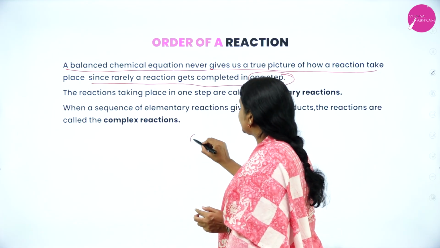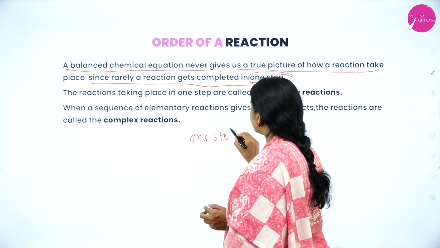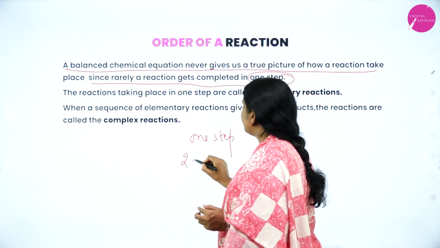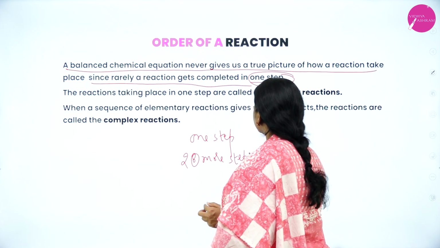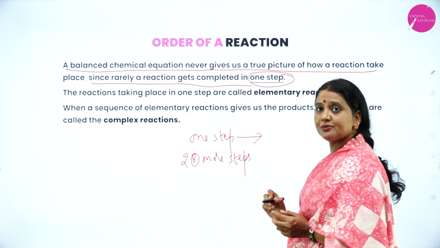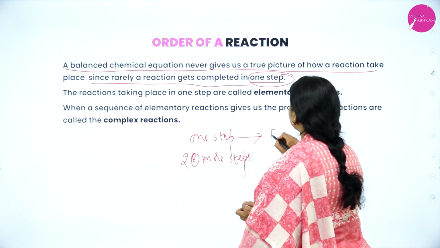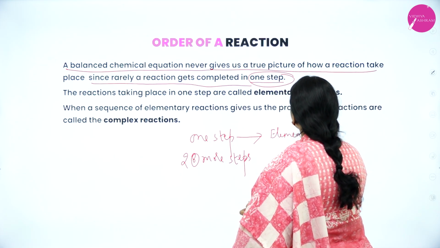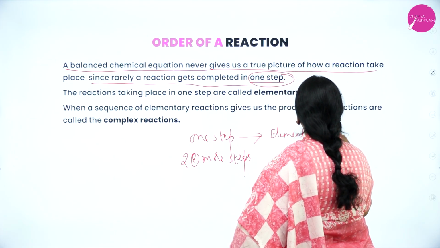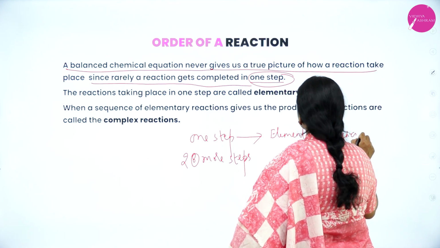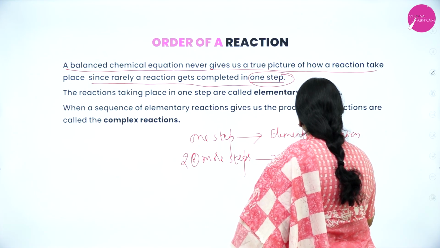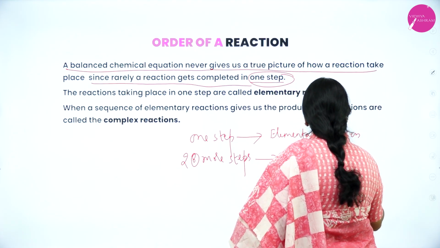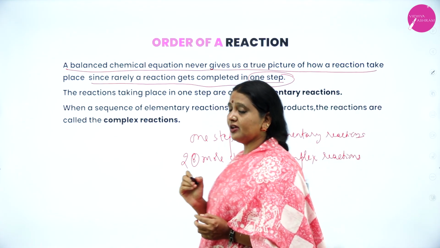Some reactions take place in one step. Some reactions take place in 2 or more steps. Any reaction which takes place in one step is called an elementary reaction. Such reactions are called what? Elementary reactions. Reactions with 2 or more steps are called complex reactions. They are called what? Complex reactions.